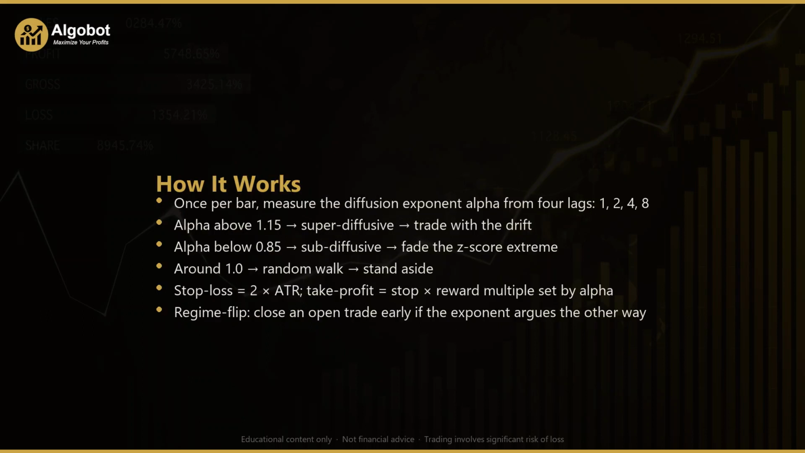Let's break the dispersion scaling rotation strategy down into its moving parts. Everything begins with a single measurement taken once per completed bar, the anomalous-diffusion exponent, alpha. The strategy takes the log of each closing price and treats it like the position of a particle. It then measures the mean squared displacement, which is how far price has moved, squared and averaged, over 4 different lags: 1 bar, 2 bars, 4 bars, and 8 bars.